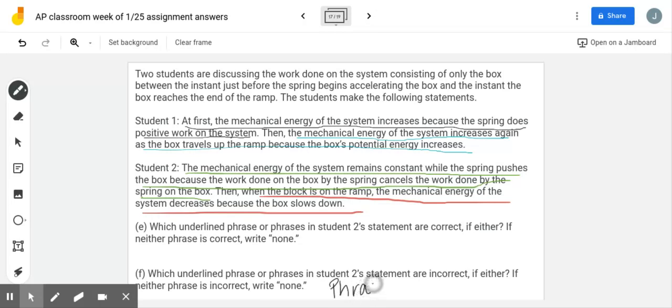That's false. The mechanical energy increases because, again, the mechanical energy of the box system is just kinetic energy, and the spring has moved it from a speed of 0 to a speed of greater than 0. So the mechanical energy is actually increasing. Then when the block is on the ramp, the mechanical energy of the system decreases because the box slows down. Yeah, that's correct. So that's going in the correct bin.